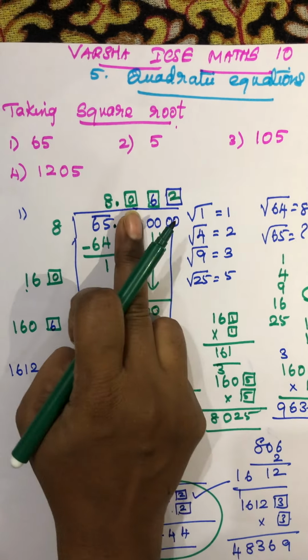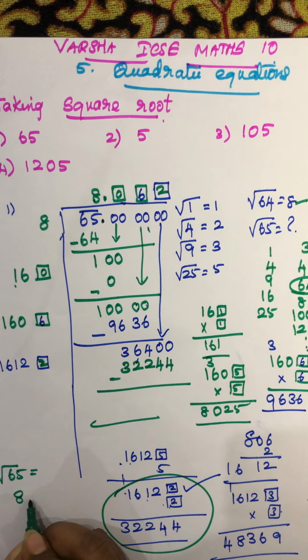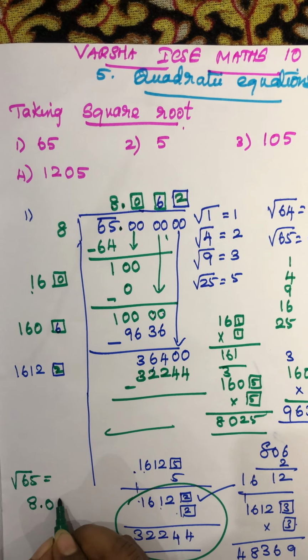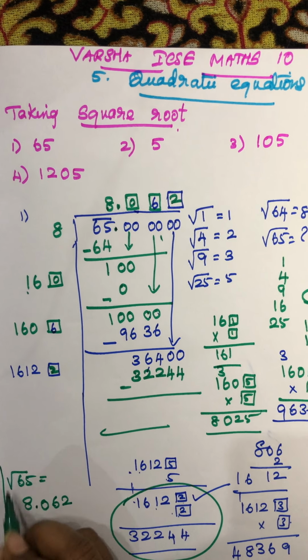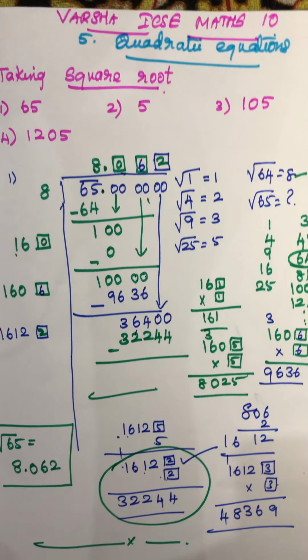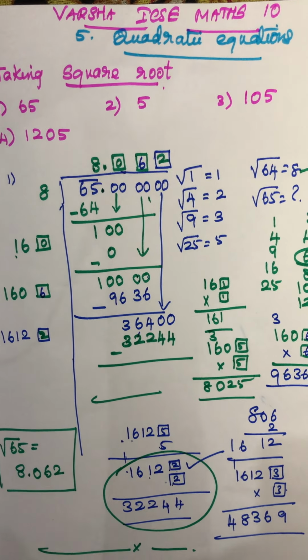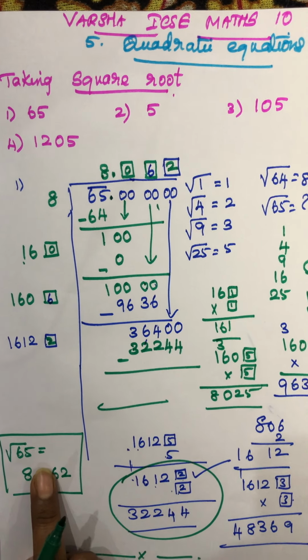Okay, so what is our answer? Root of 65 is 8.062. So this is our answer. This is the root of 65.